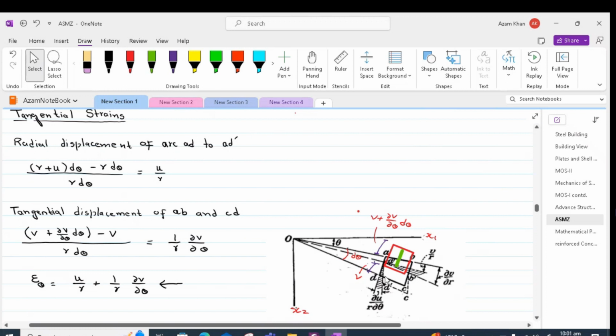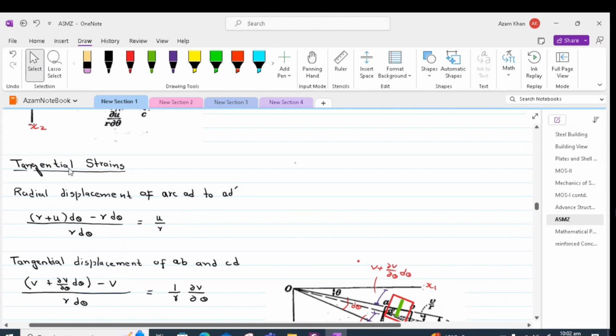So imagine this green line element was on the top of AD before application of the load. Now it has moved to its new position shown within the red box. Initially its length was r d theta, and now in the current location its length is v plus the rate of change of v with respect to theta times d theta, minus v. That gives us the change in length by original length. Adding these two expressions will give us the total tangential strain within the element.